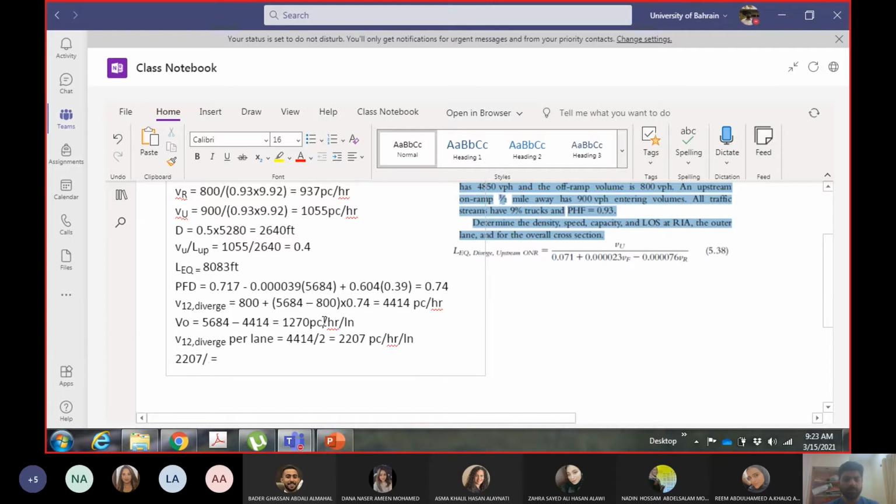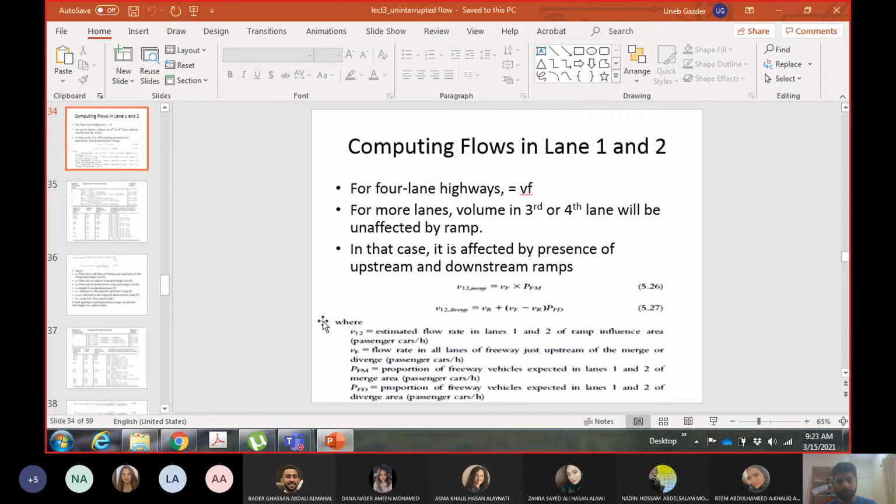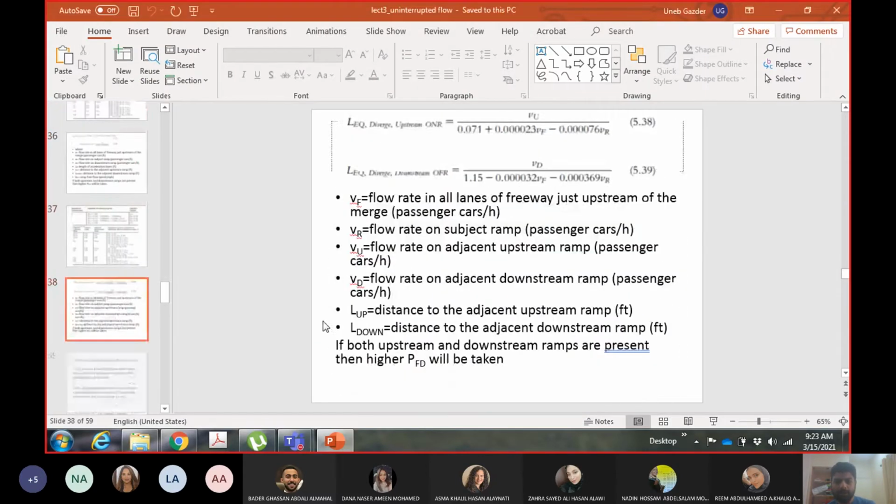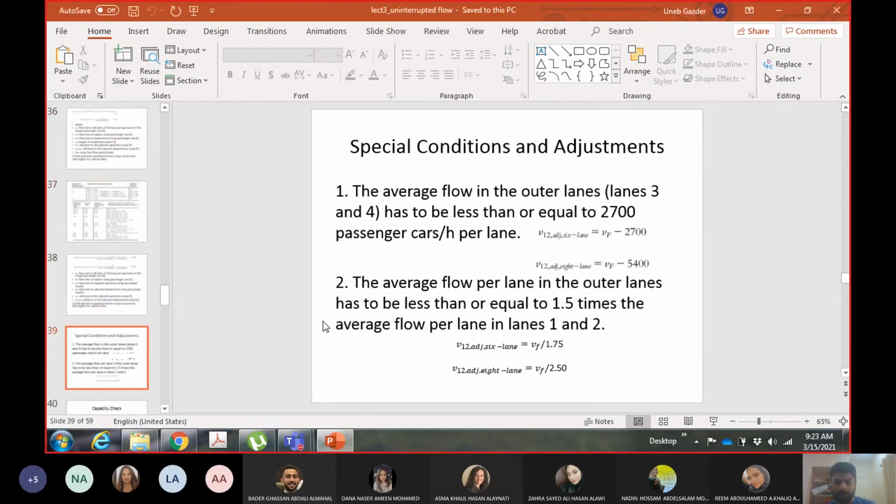2207 divided by 1270, 1.7. Okay, so it is more than 1.5, right? It is more than 1.5. So I have to adjust the flow rate for the adjacent lanes.